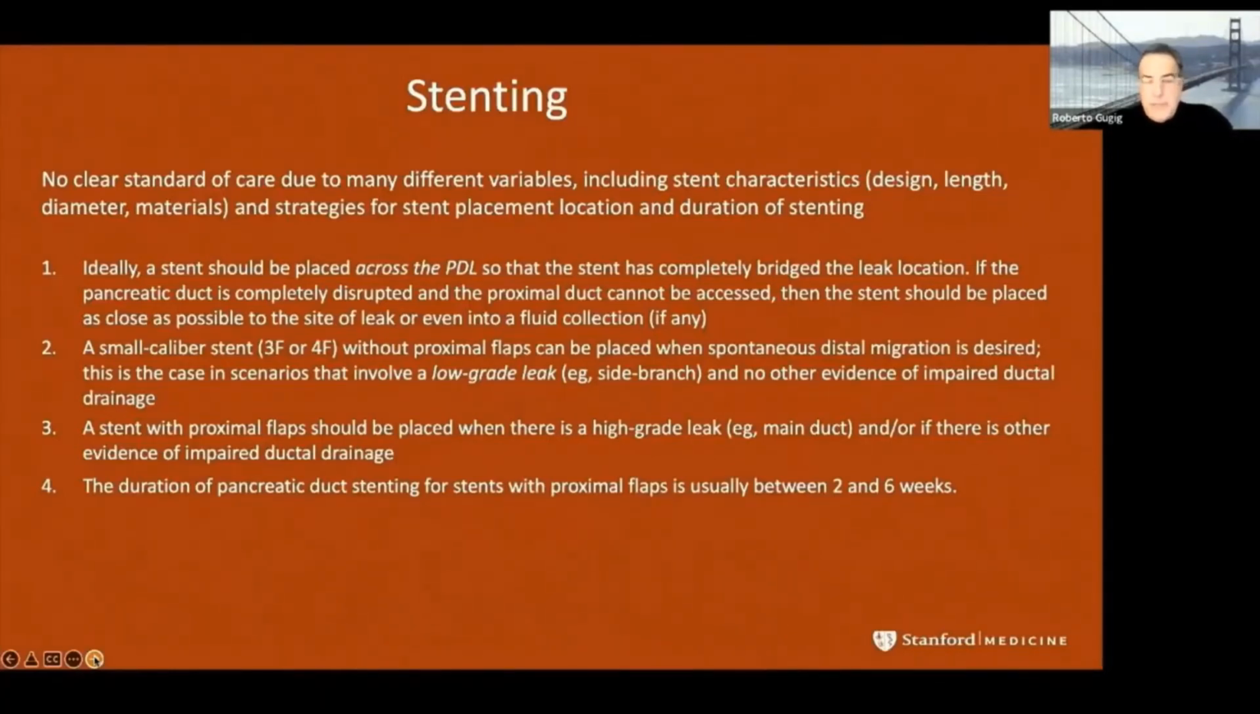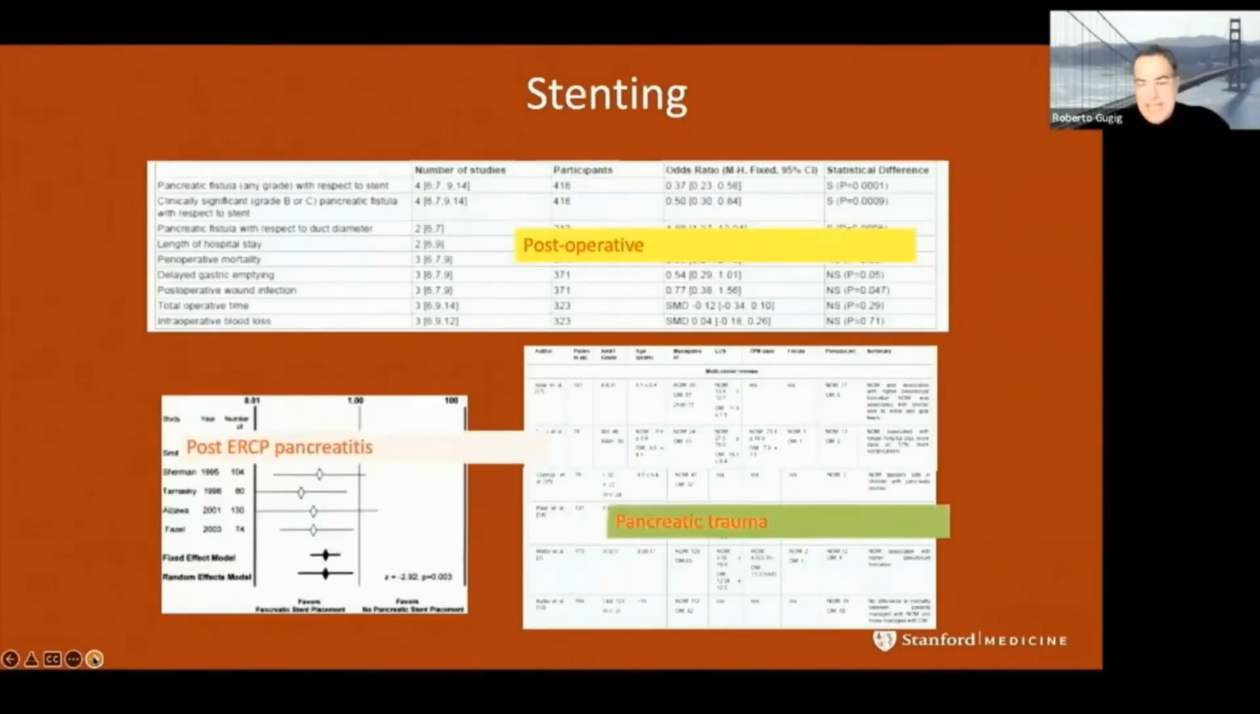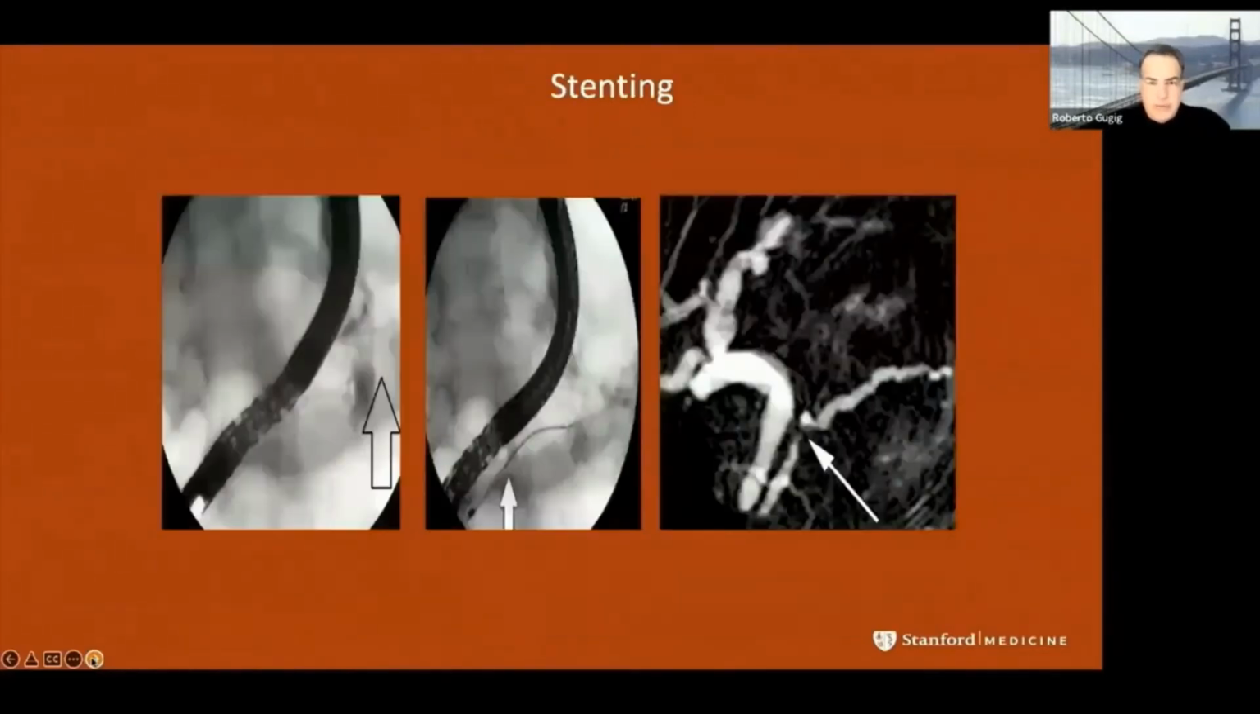And these are not permanent stents, obviously, but we keep them anywhere from 2, 6, up to 8 weeks at a time. And where does stenting come from? Well, we have some evidence from stenting in post-op patients, in post-ERCP pancreatitis, and in trauma patients. So we really extrapolate what we've learned from this in doing stenting when we have these leaks and disruptions with pancreatitis.